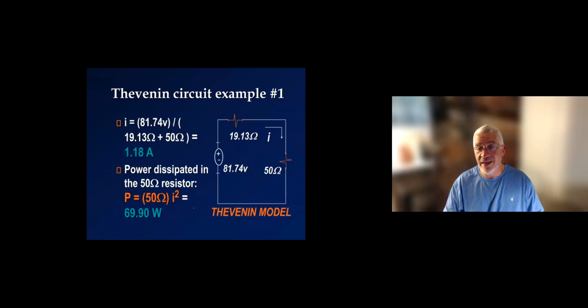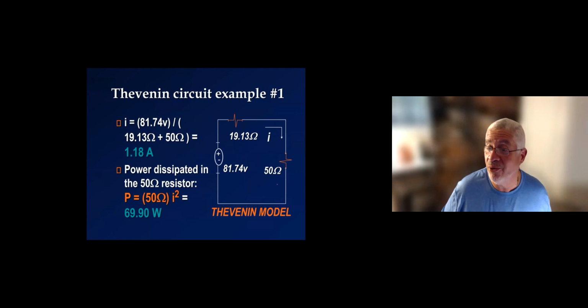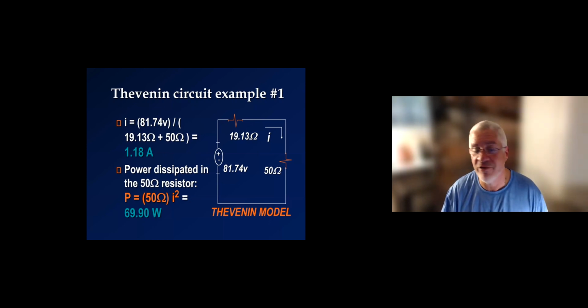So the model essentially is the Thevenin model: VOC, the Thevenin resistance, and then I connect the 50 ohm. Then I can calculate the power that the 50 ohm dissipates by just finding the current. I find the current from the Thevenin model. Once I connect the 50 ohm, I get the current to be 1.18 amp, and from that current, I can calculate the power in the 50 ohm resistor, which is 69.90.